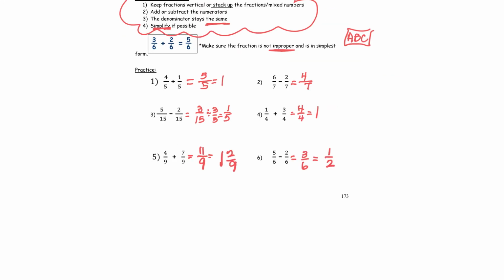And there you have the answers to numbers 1 through 6. Just a little note, number 3, make sure it's in simplest form. Number 5, the answer was improper, so make sure you change that into a mixed number. And number 6, make sure you simplify that as well. Let's take a look at unlike denominators.